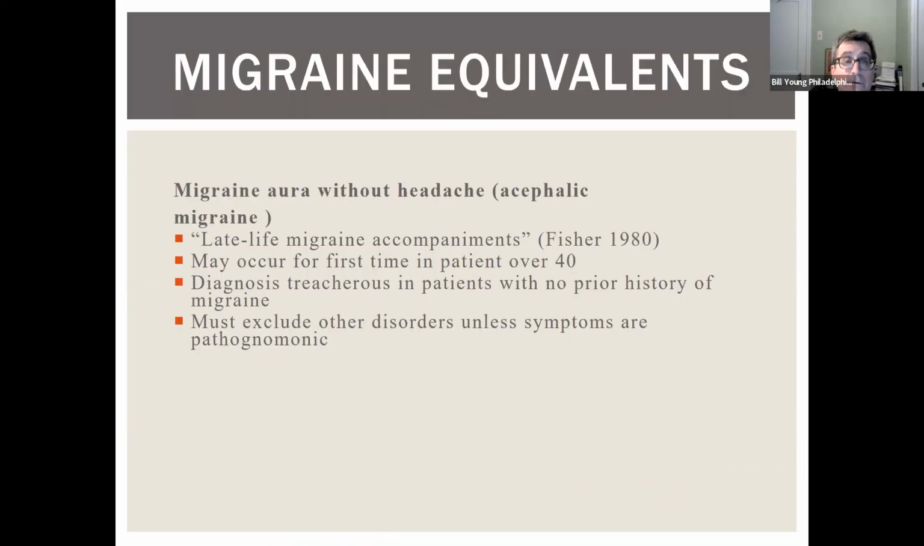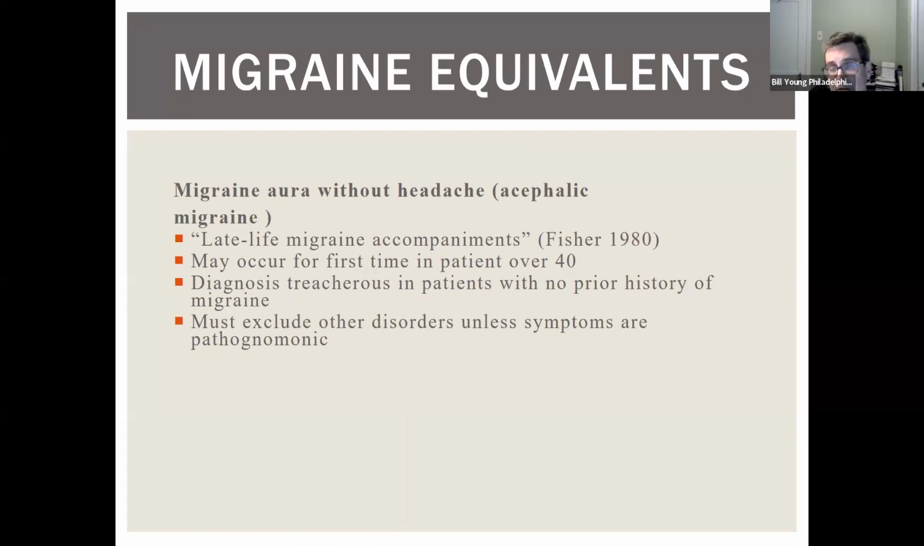Now, there are other things that people talk about, which are late life migraine accompaniments, which have similar properties to auras, but we really don't know what causes them. And there is no way to talk about them if you're studying classical headache medicine. And yet these things happen all the time.